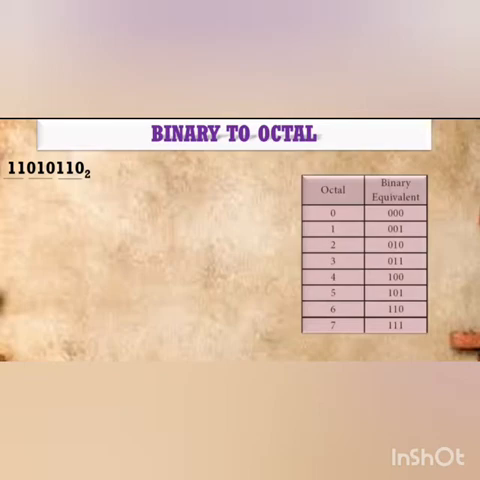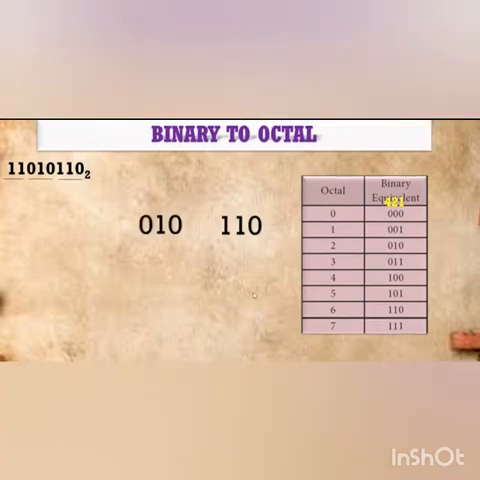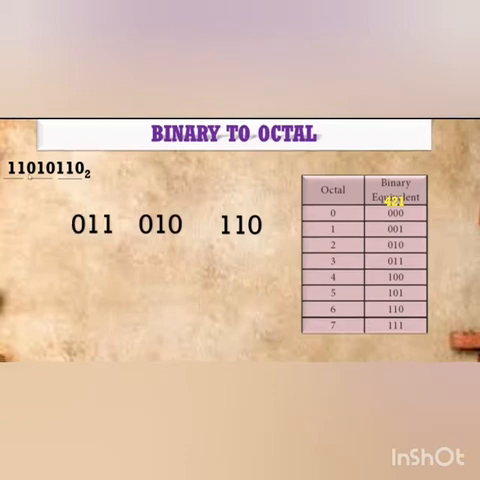The first step is to group the given number into 3 bits from right to left. We start from the right: 0 1 1, we make it a group. This is the first group. Then 0 1 0, this is the second group, and 1 1. We have only 2 numbers, so if there are 2 numbers, we have to make it 3 numbers. Then we can add 0 to the left side.